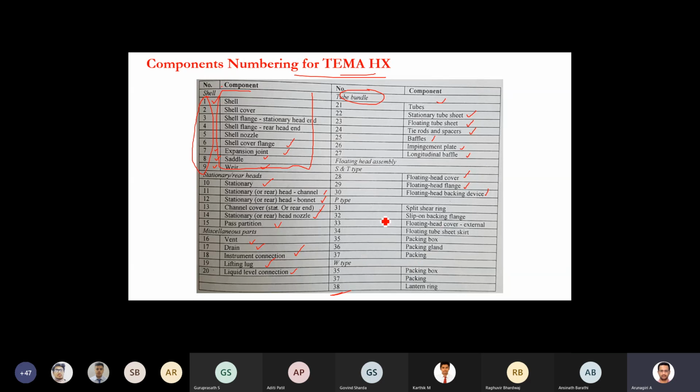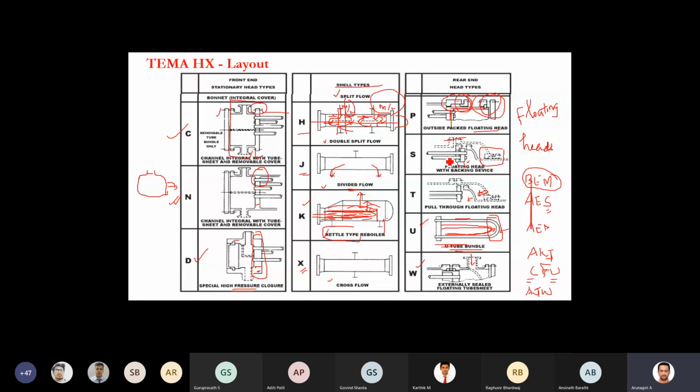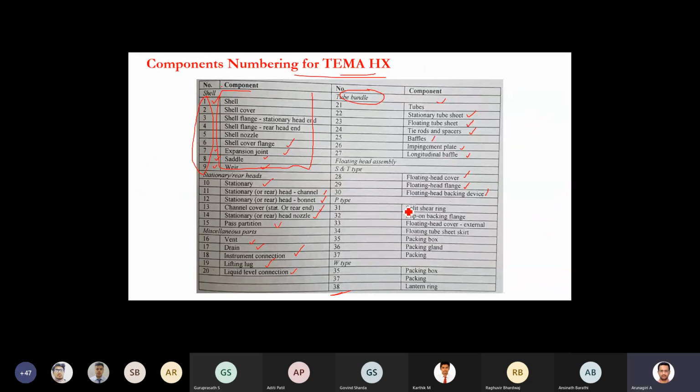Then P-type. P-type rear end means you should have these components: split ring type, split backing flange, floating head cover, floating tube sheet, packing box, packing gland, and packing. W type means we have packing box, packing, and lantern ring. So these are all the different components in a shell and tube heat exchanger.